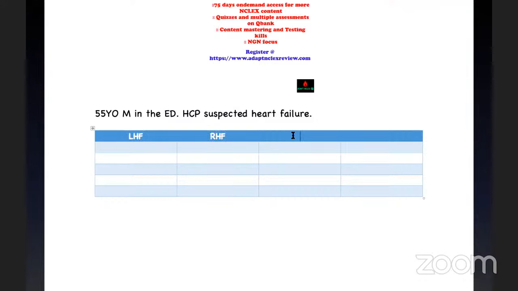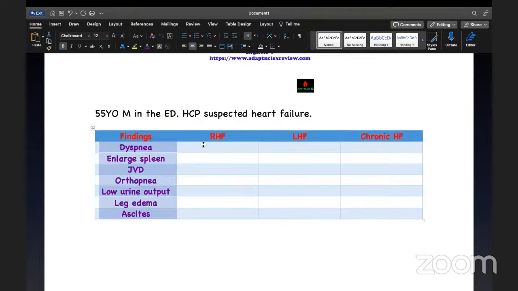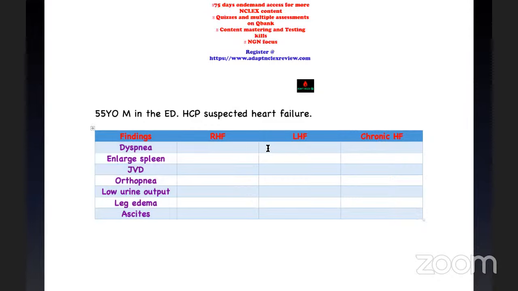Right heart failure, left heart failure, and then chronic heart failure. These are the findings you have to use to figure out whether this patient is in right-sided, left-sided, or chronic heart failure. If you know, you can put down your answers. I will label these 1, 2, 3, 4, 5, 6, 7. So how do you classify?